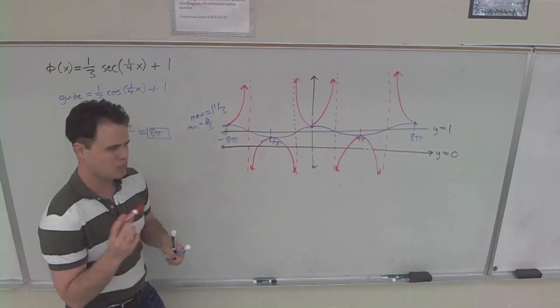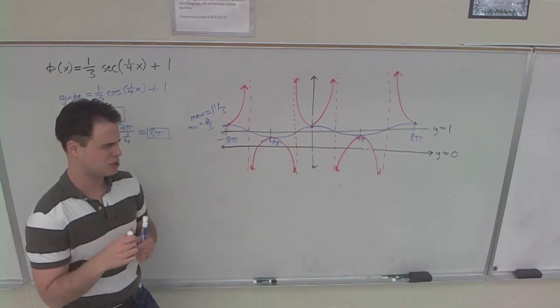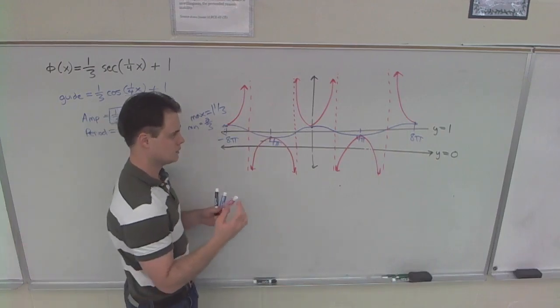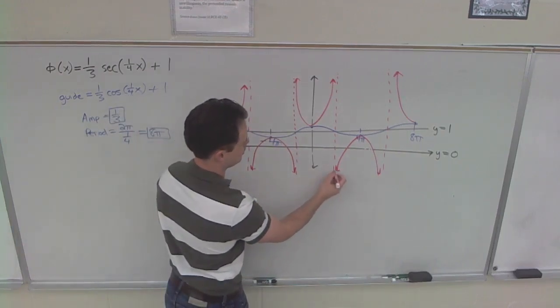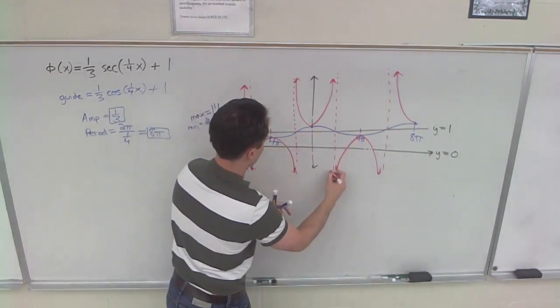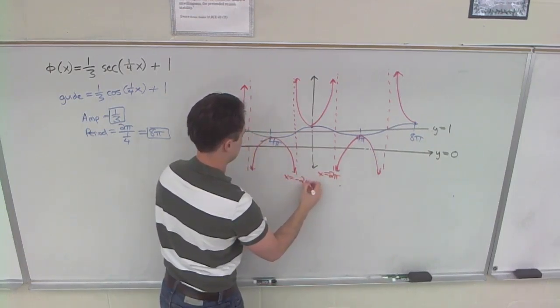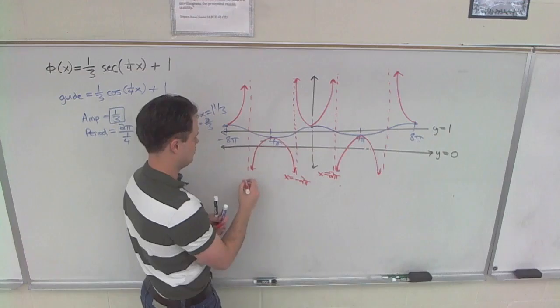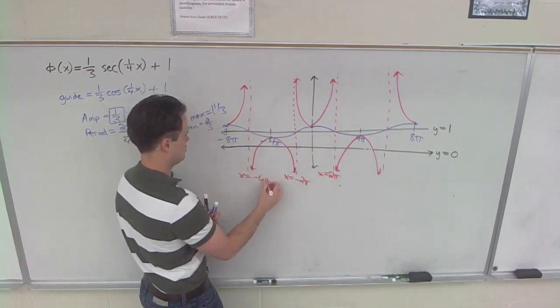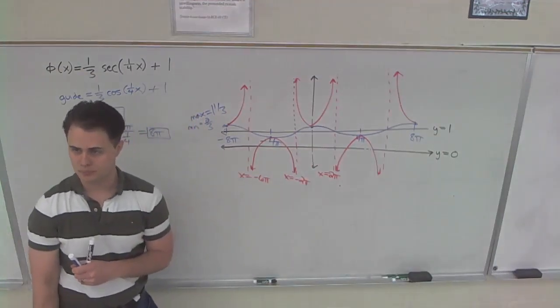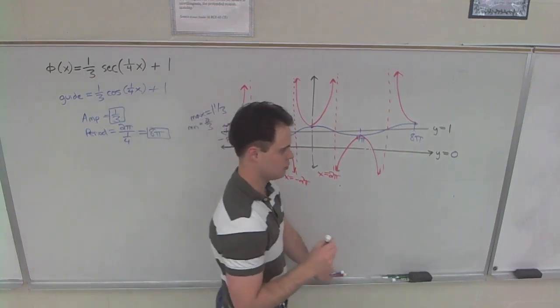I should probably label one more thing. What do I not have labeled that I probably should label? The asymptotes. Where is this one? 2 pi. Should be right in the middle at 2 pi, exactly. This one is negative 2 pi, negative 6 pi, and 6 pi over there. Okay, so there's a little warm-up, another example.